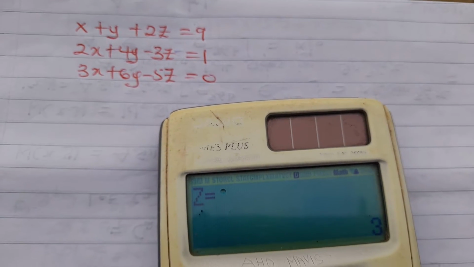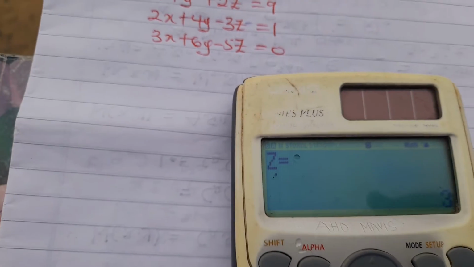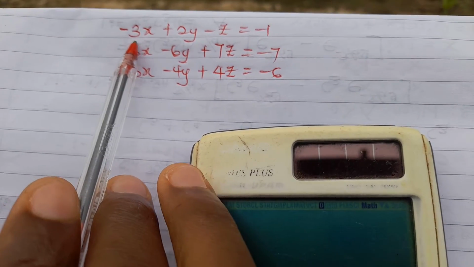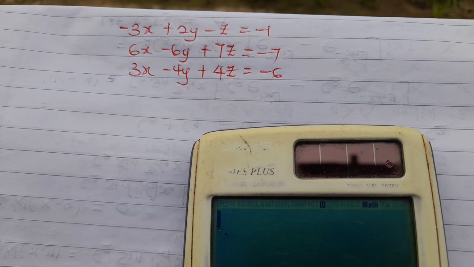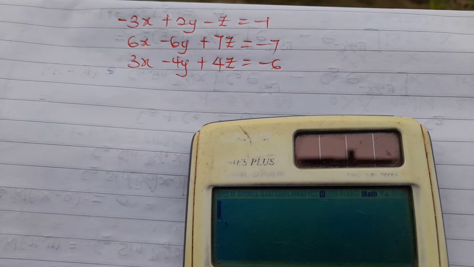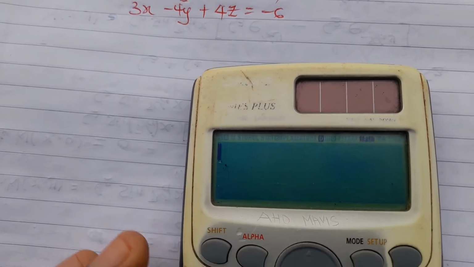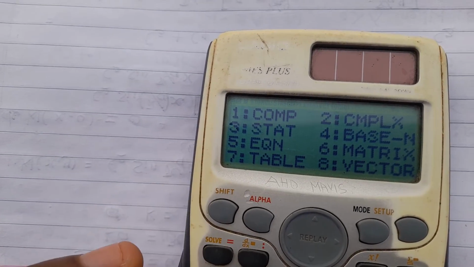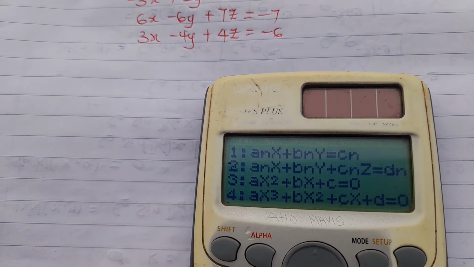We'll solve one more so that you get the concept. So we'll solve another one. This one is -3x plus 2y minus z equal to -1. Then 6x minus 6y plus 7z equal to -7. Then 3x minus 4y plus 4z equal to -6. So go to mode on your calculator. Then you go to equation, which is 5. Then select 2. 2 is the simultaneous equation in 3 unknown variables.